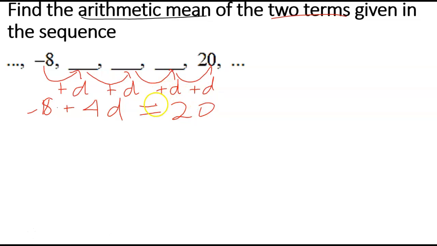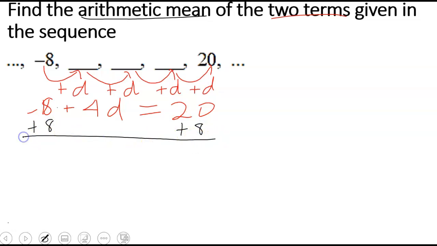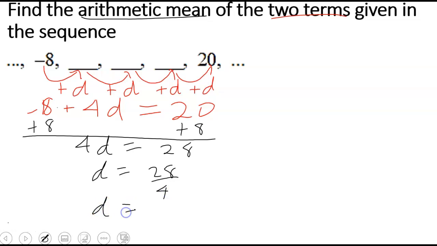So now we have an equation to solve. When we start from -8 and then add 4 differences, we're going to get to 20. So we're going to do the algebra now. Add 8 to both sides. So 4D equals 28. If we divide both sides by 4, 28 divided by 4 is 7.